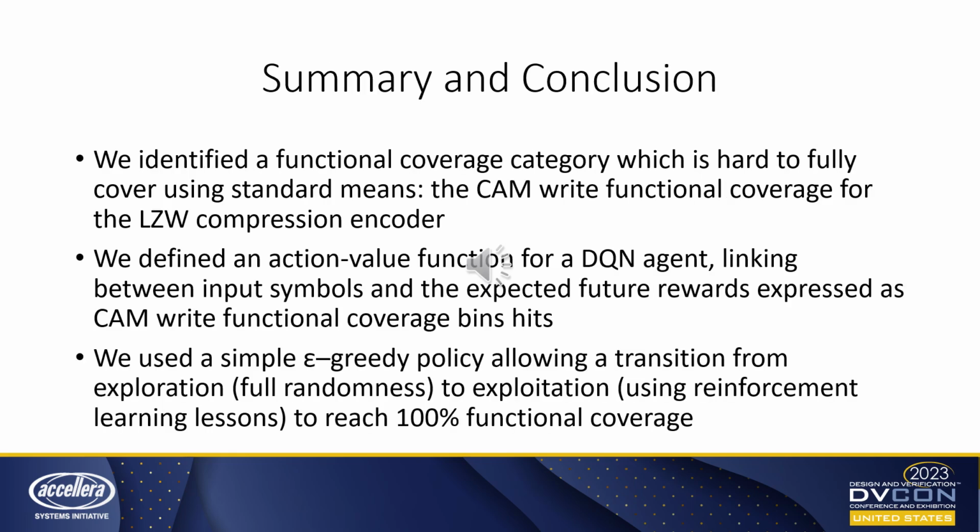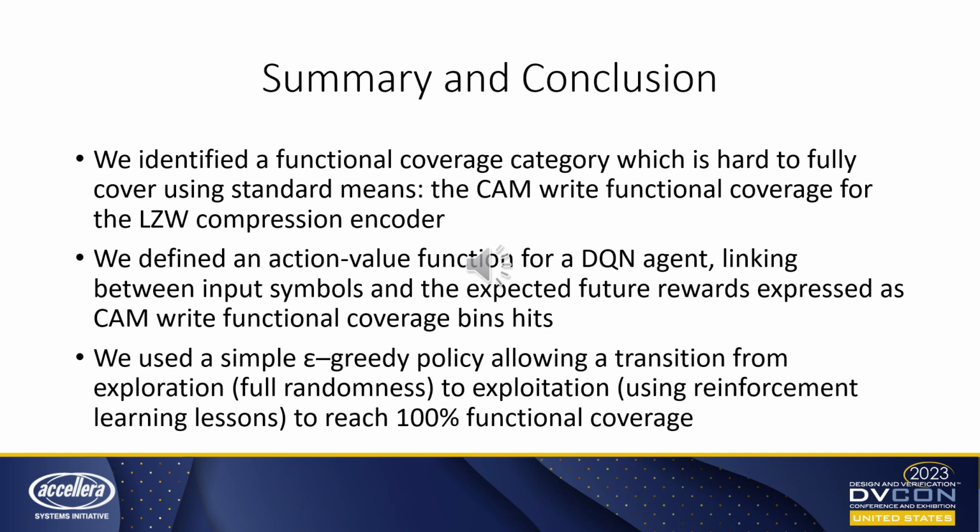So what did we see today? First of all, we had the design, an LZW compression encoder. We looked at the CAM write functional coverage for this compression encoder, and we understood that we need to generate very specific sequences to hit all the 136 functional coverage bins of our CAM. For this purpose, we tried to use random generation, as would happen in a typical test bench, and we hit a very low percentage of functional coverage bins.